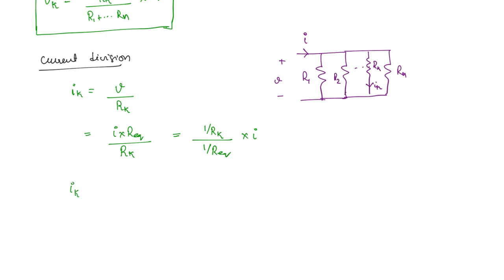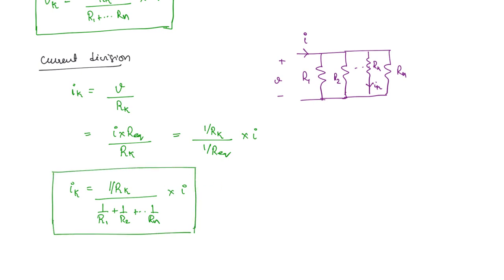So what is Ik? This is equal to the reciprocal of that particular resistance divided by the sum of the reciprocals till 1 by Rn, into the total current. So this is the expression for current division, the current through the kth resistor.